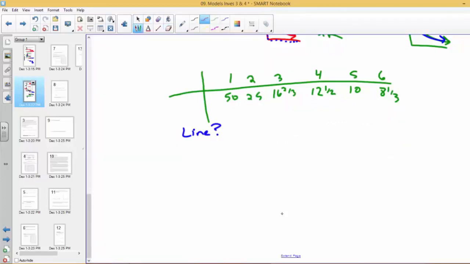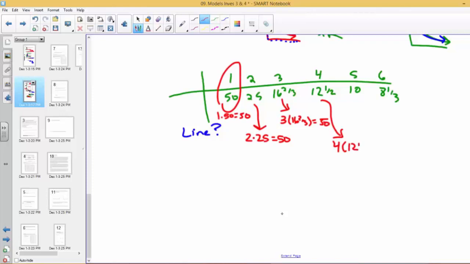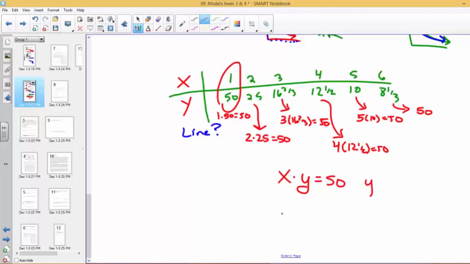So the next thing you do is you multiply. 1 times 50 is 50. 2 times 25 is 50. 3 times 16 2/3 is 50. Isn't this fascinating? 4 times 12 1/2, that is 50. 5 times 10 is 50. And 6 times 8 1/3 is 50. So the way that you write the equation for this is that x times y is 50. And then you can solve for y by dividing by x. And that is a hyperbola. That's going to give you the curve like this.